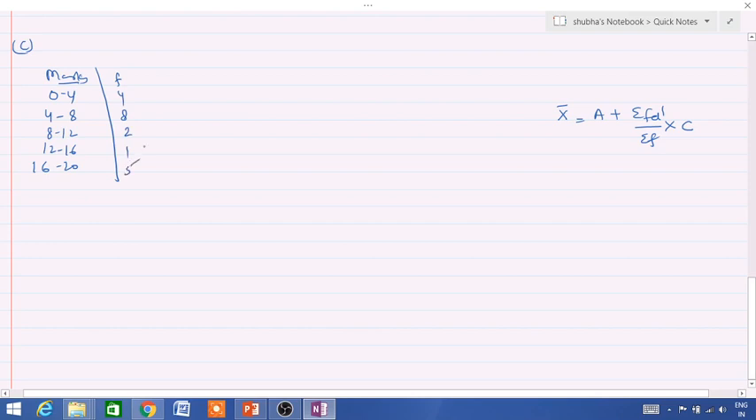Formula will be the same which was in the discrete series. Formula is A plus sigma fd dash over sigma f into C. So here again I'm writing marks 0 to 4, 4 to 8, 8 to 12, 12 to 16, 16 to 20. And here is frequency 4, 8, 2, 1, 5. Mid value, same procedure. Each and every procedure will be same, only the difference will be here we have to calculate step deviation, right? Mid values are 2, 6, 10, 14, 18, right?